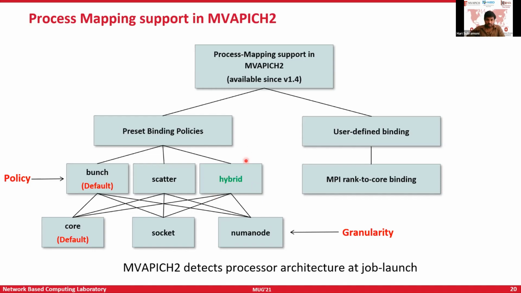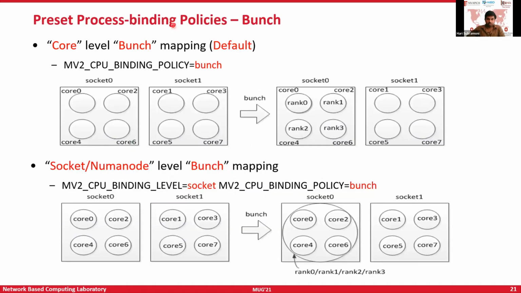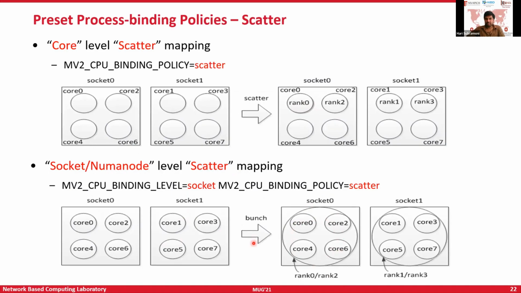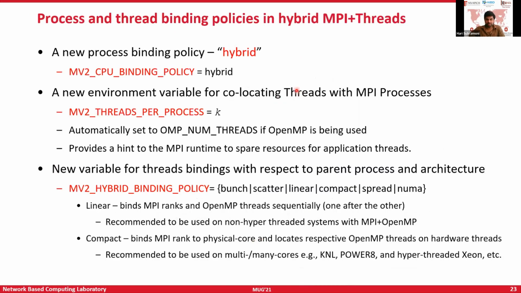Okay. That is why we introduced this new hybrid binding policy. With the default bunch policy, a process would get bound to a core. Instead of binding a process to a core, you can say that you want the process to be bound to a socket, so that the process is allowed to run between different cores on the socket. But even this may not lead to the best performance. So that is where we have these hybrid binding policies.